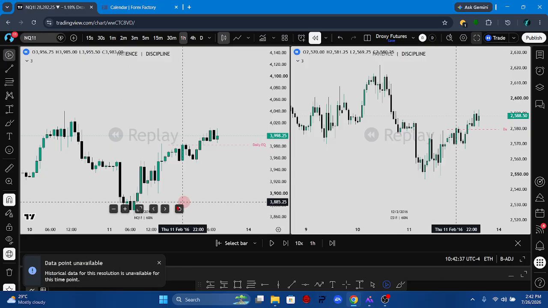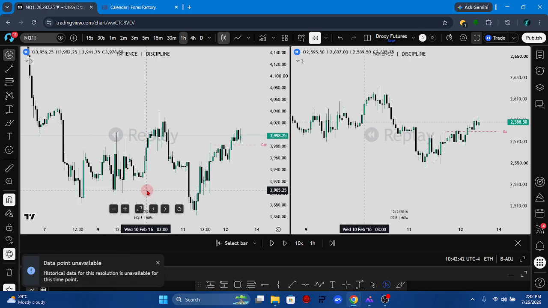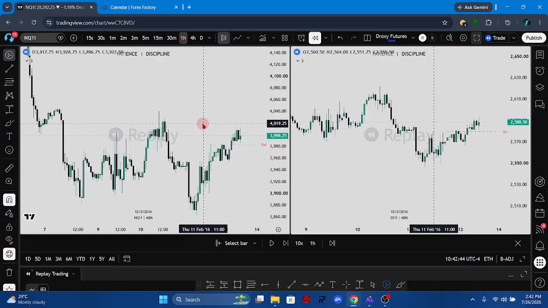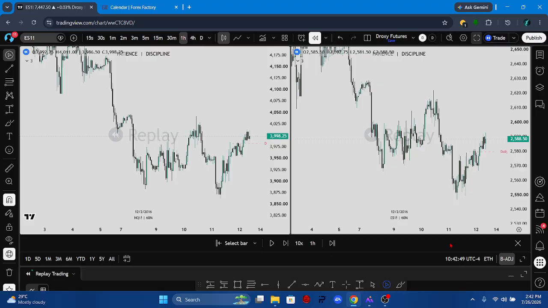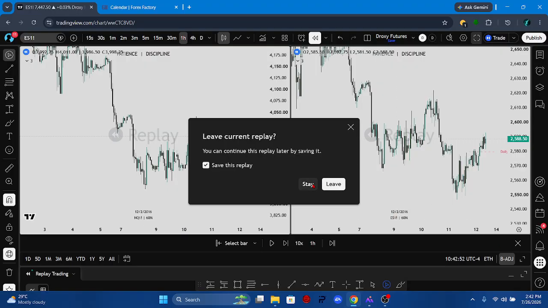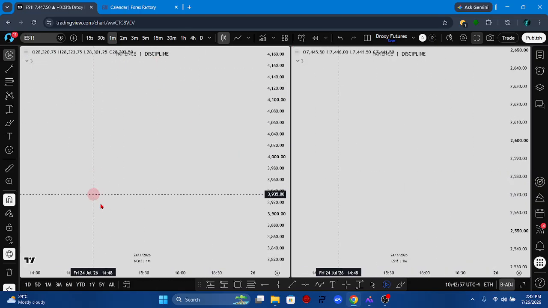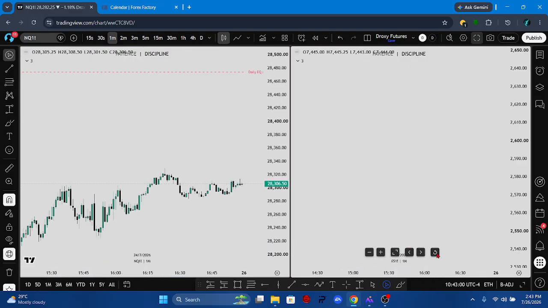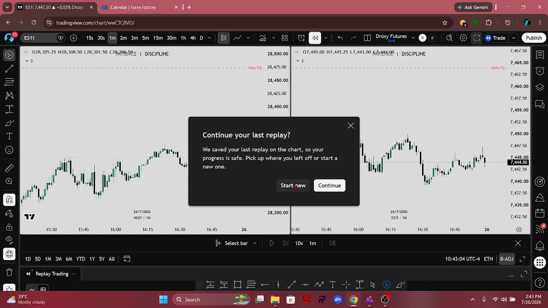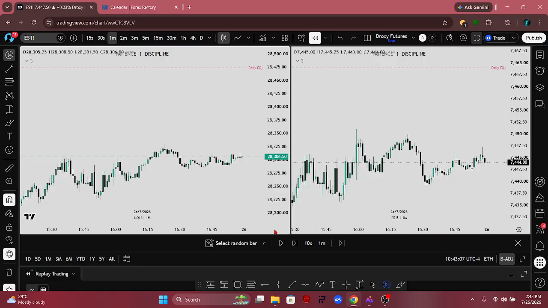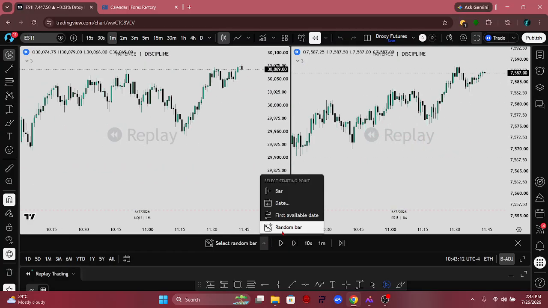Actually, let me start over again, because if I go to the 1 minute, they won't allow me because of the premium versions that I have. So let me cancel this and start all over again. Move to the 1 minute. I'm going to choose a random date. So random bar, and I'm going to do it a second time, and a third time.